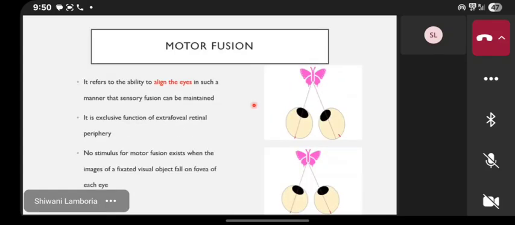And motor fusion helps to maintain the sensory fusion. It refers to the ability to align the eyes in such a manner that the sensory fusion can be maintained. It is an exclusive function of the extrafoveal retinal periphery, and no stimulus for motor fusion exists when the images of a fixated visual object fall on the fovea of each eye, as we don't need to move the eyes. So if the eye was deviated inside, then with motor fusion the eye moves outwards and then the image falls on the fovea.